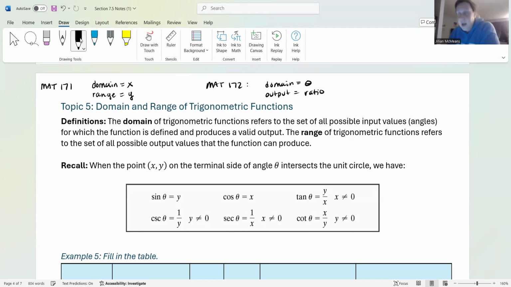Okay, so we need to kind of separate ourselves from the idea of domain and range just being x and y, because here, when we're talking very specifically about the unit circle, x and y mean something different. Okay, so we have our definitions. The domain is the set of all possible values for theta that give us a valid output, and then the range is those output values, those ratios.